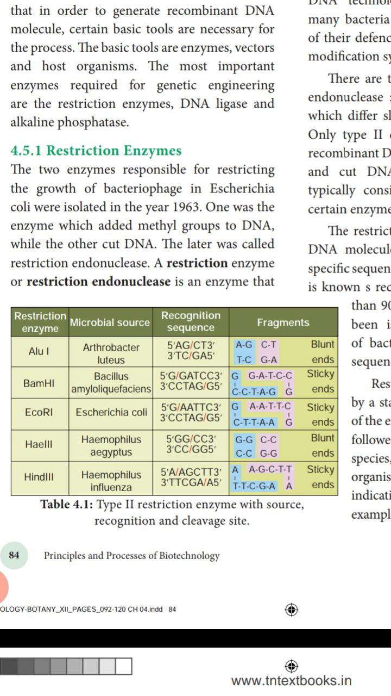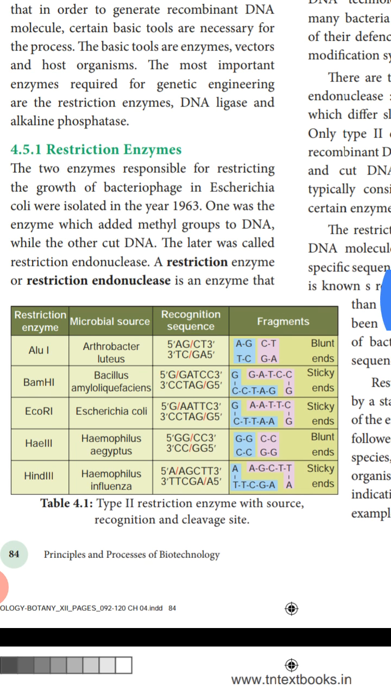So Haemophilus aegyptus. Here also, when this restriction enzyme cuts the DNA, we get blunt ends. Next is HIND3. It is obtained from Haemophilus influenzae. Here the sequence of nucleotides where it is acting is given. This is the restriction sequence, and this enzyme cuts at the recognition site, so again we will get sticky ends here.